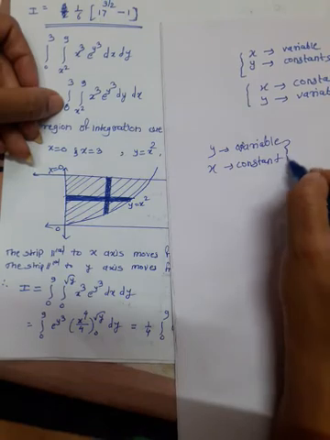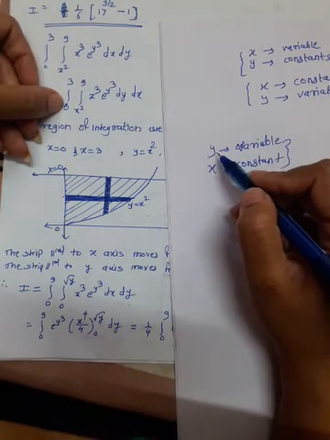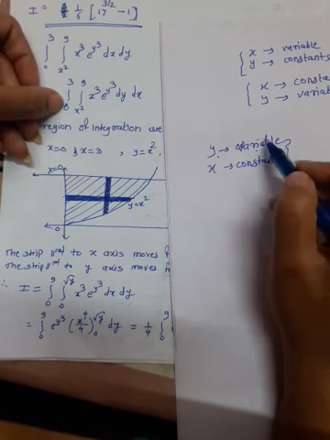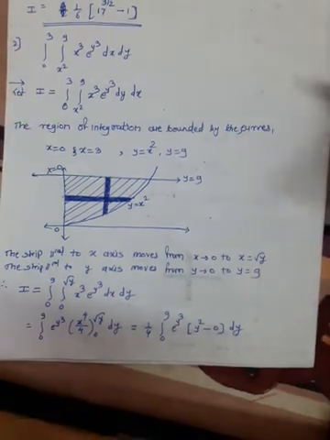Now we have to change this order, which means we have to find the y variable limits as constant and the x variable limits as variable. One of the limits should be variable. Let us start with the first thing.